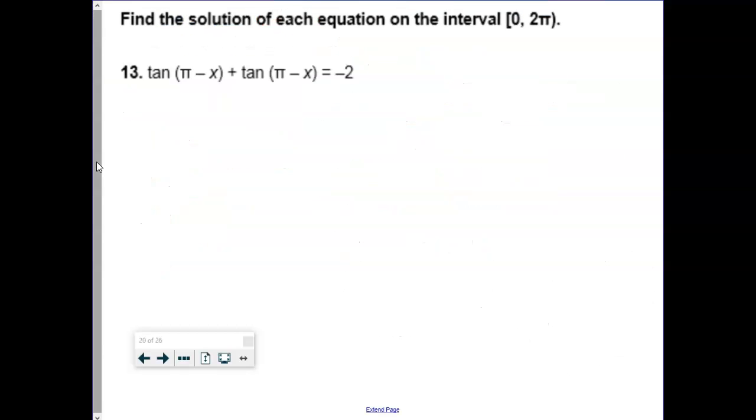So I promised you I'd skip 12. Oh, apparently I was going to skip it anyways. Good thought, Taylor. Let's take a look at number 13.